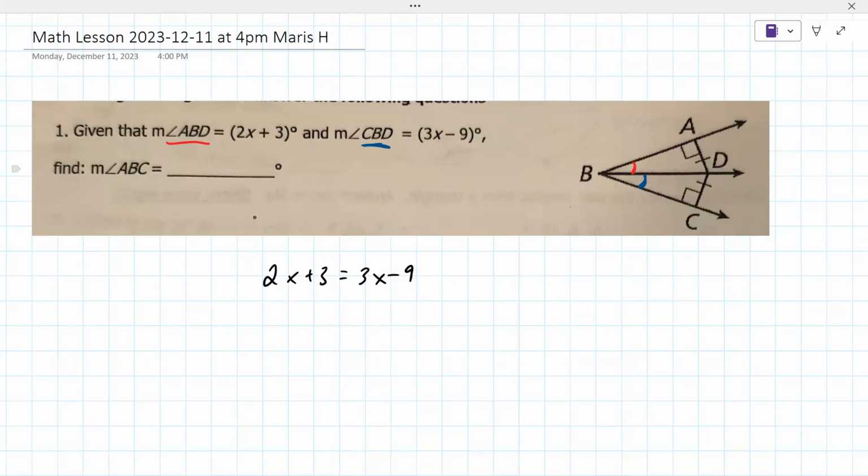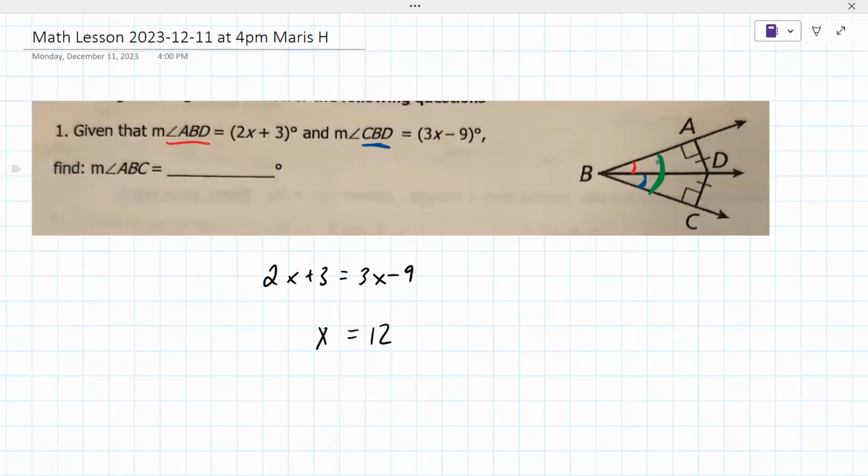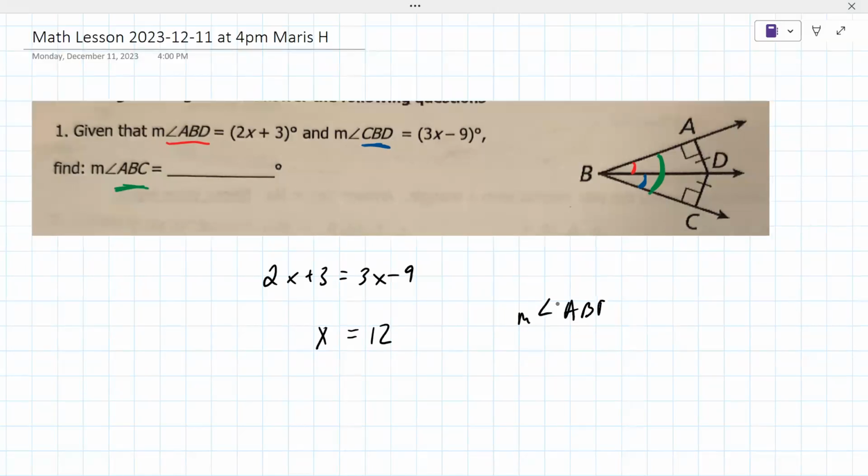X equals 12. Okay. X equals 12. I agree. So now we got to be careful with what it's asking for. It's actually asking for the entire angle, which means that you have to find either of the original angles and then double it. So I want you to put X into one or the other, doesn't matter which one. Find that angle measure, and then we'll double it to find the whole angle.